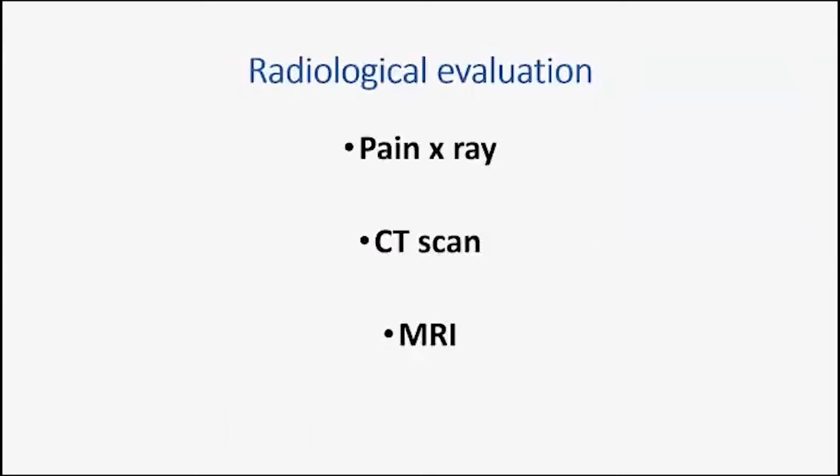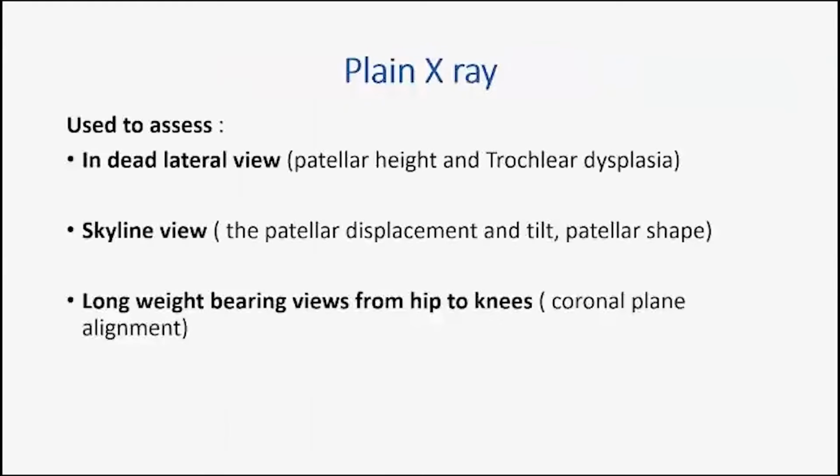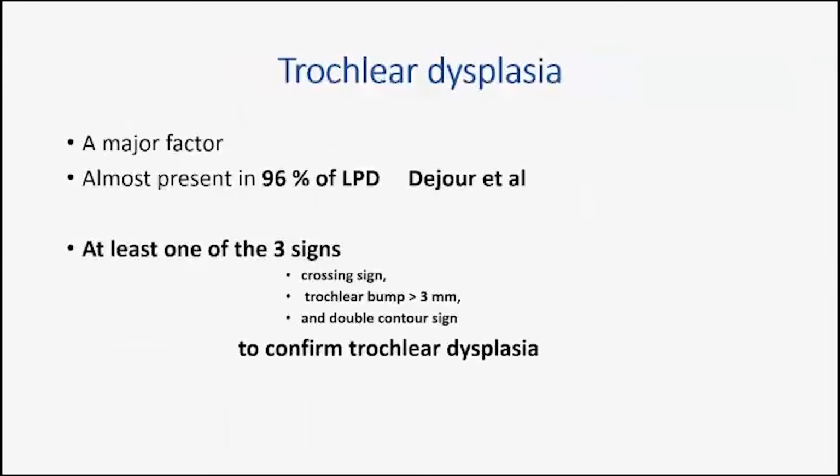Radiological evaluation, we will do everything: plain X-ray, CT scan, and MRI. In the plain X-ray, ask for lateral view, skyline view, and long weight-bearing films to identify any coronal malalignment. Trochlear dysplasia is a major risk factor and is almost 96% present in patients with lateral patellar dislocation according to Dejour. He describes that having at least one of 3 signs may identify and confirm the presence of trochlear dysplasia, which is the crossing sign, the trochlear bump, and the double contour sign.